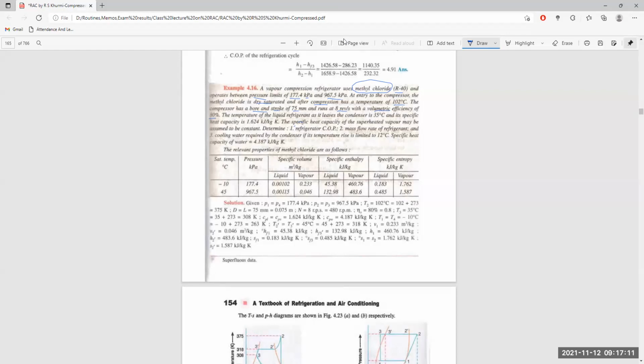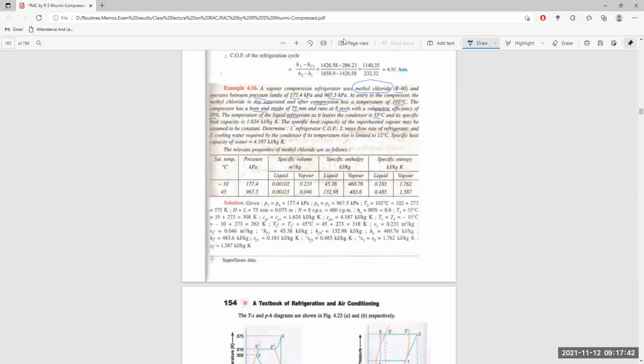The rated capacity is available from the diameter and stroke length as well as the speed, and it should be multiplied by 80% to get the actual capacity of the compressor, or actual delivery of refrigerant from the system itself. The temperature of the liquid refrigerant as it leaves the condenser is 35 degrees centigrade, which we are supposed to convert to Kelvin.